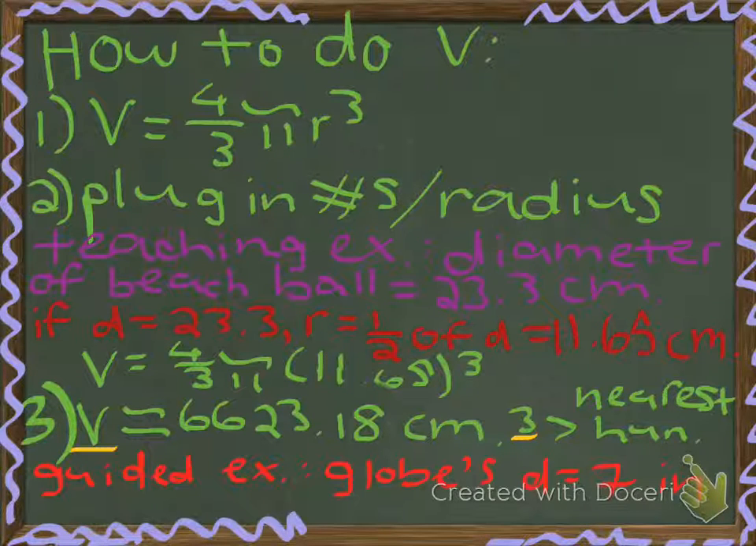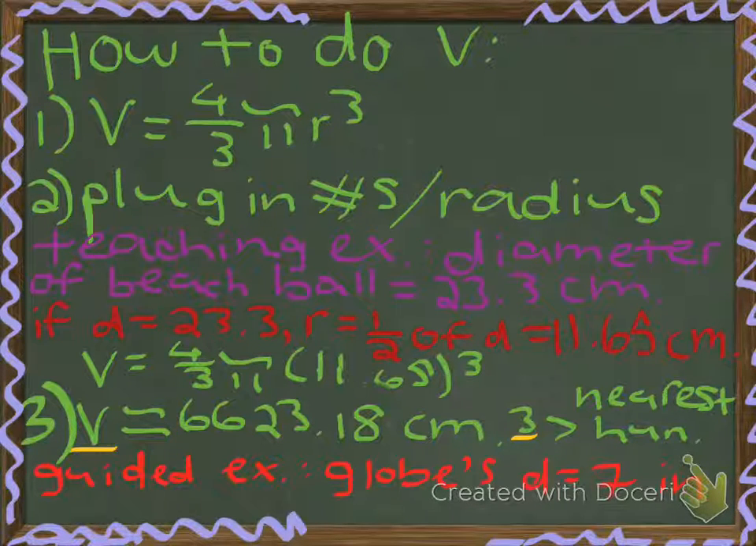Now the example I have here is the diameter of a beach ball is 23.3 centimeters. But you have to remember that you have to plug in the radius. And I just gave you that diameter. So if the diameter is 23.3 and the radius equals half of that diameter, you have to get the radius by doing 23.3 divided by 2, and it would be equal to 11.65 centimeters exactly. So the volume would be equal to 4/3 times pi times 11.65 cubed, or 11.65 to the third power.